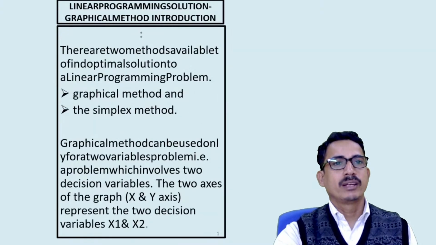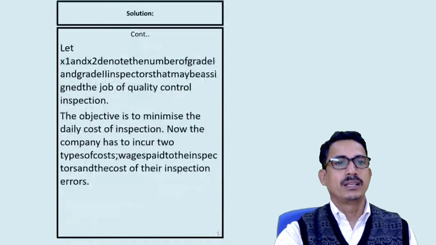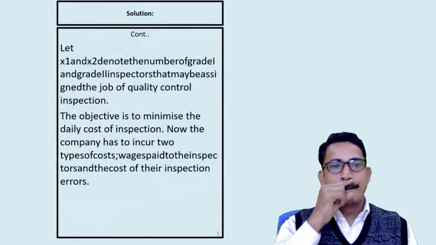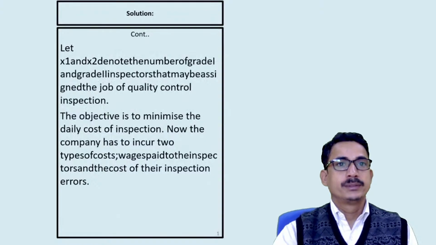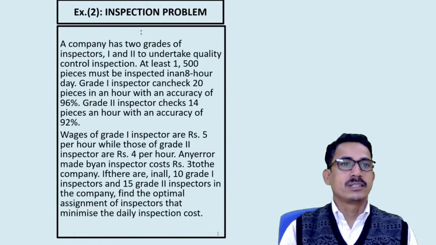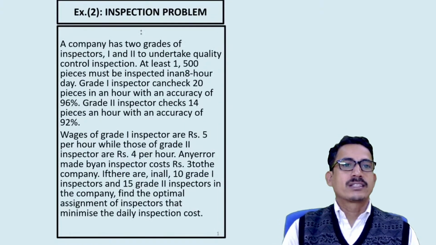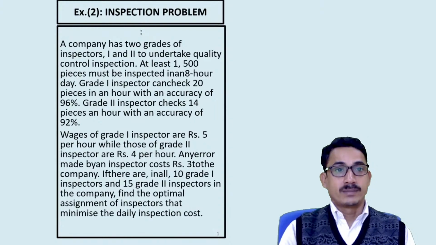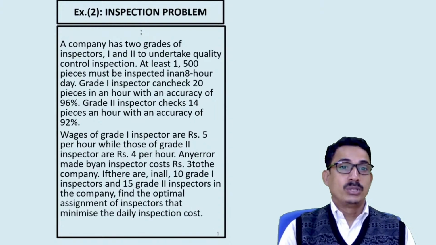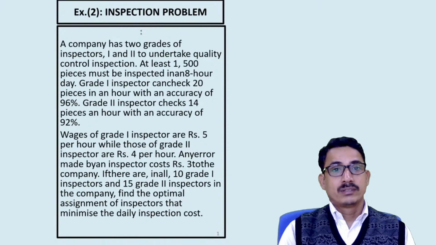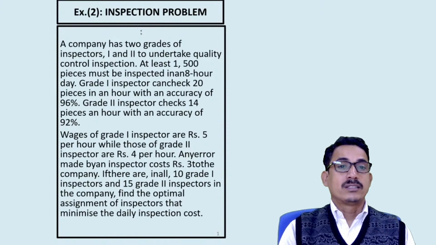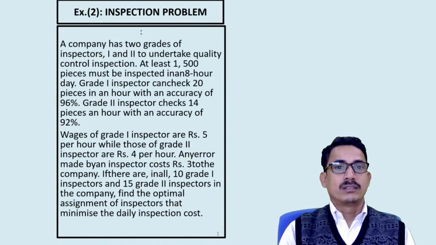A similar example is given, one of the examples in the form of minimization. Let us see. A company has two grades of inspector, inspector 1 and inspector 2, to undertake quality control inspection. At least, see the term, at least means what? Greater than or equal, as I said earlier. 1,500 pieces must be inspected in an 8-hour day.